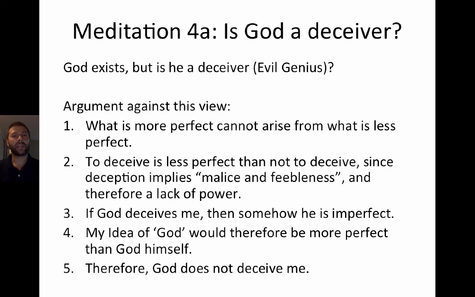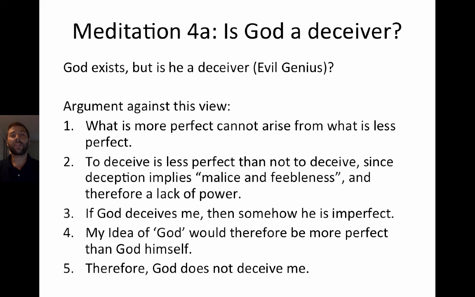So now we get into meditation 4, which is the last meditation we'll be looking at for this lecture. And we have the question, so we've established the existence of God, at least Descartes has, right? Now we have to ask, well, is God a deceiver? And he asked this question because he's already thought, well, it's possible that there's this evil genius deceiving me. Is that evil genius God? Right?